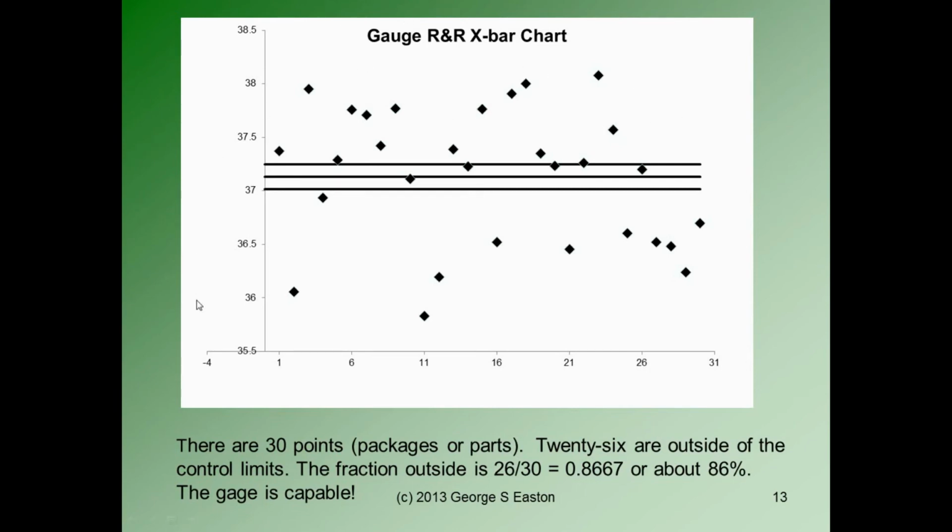So in this particular case, if I count things, there are 30 points corresponding to 30 packages. 26 are outside of the control limits. So that means 26 out of 30 are outside of the control limits, which is about 86%. So the gauge is capable because the percentage of points outside of the control limits is more than the 80% rule of thumb.